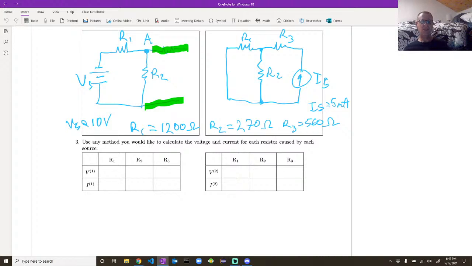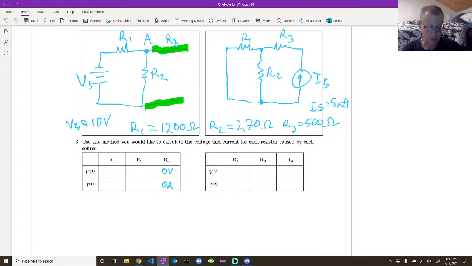So then the aim is to figure out what the voltage drop across R1, R2 and R3 is, and also what the current through R1, R2 and R3 is. So for the first circuit, R3, which I didn't draw on, but it's this one up here, R3 has 0 volts and 0 amps. Right? There's nothing flowing through it. Because there's nothing flowing through it, Ohm's law still applies. V equals IR, V equals 0 times R, V equals 0.